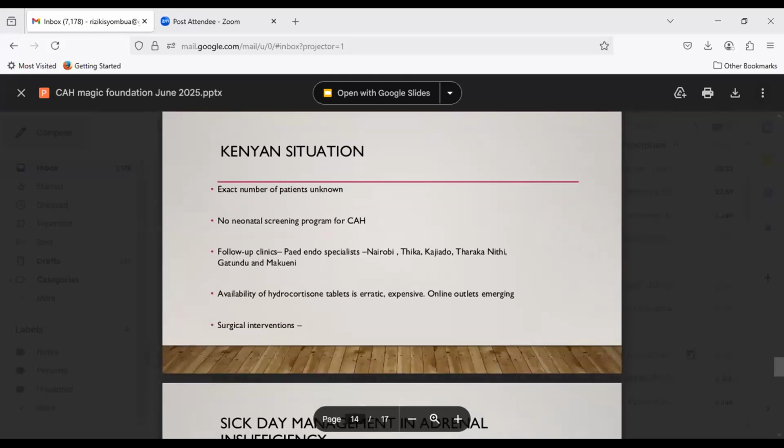Locally, we don't know how many patients we have with CAH, especially now that we don't have a neonatal screening program. There are a few clinics that we do follow up for these patients within the regions listed. Hydrocortisone tablets have been available sometimes, sometimes not. It's expensive. We are pushing that it should be one of the essential medications. And this is oral hydrocortisone. Of course, injectable hydrocortisone is fairly reasonably available almost everywhere in this country. But the tablets are not as available as the injectable ones, and they need to be.